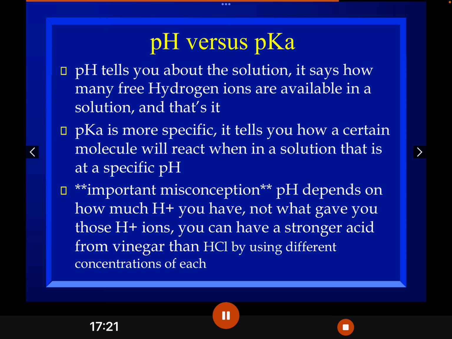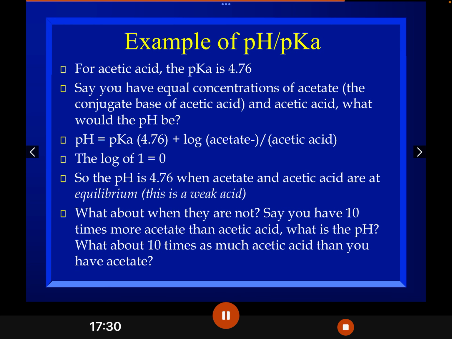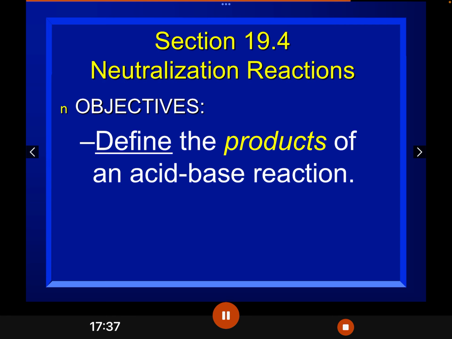pH versus pKa. I don't think we're going to get into this much, but there's something you can read at your leisure. There's a different example. We're not going to worry about this one right now. I'm not teaching that. Okay.